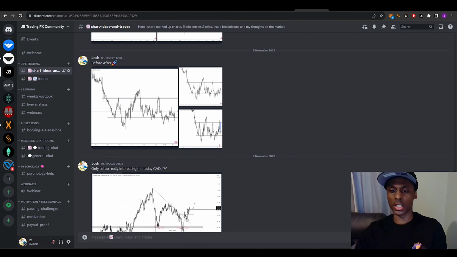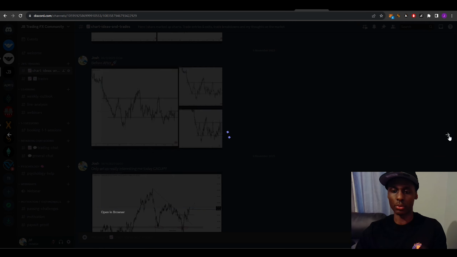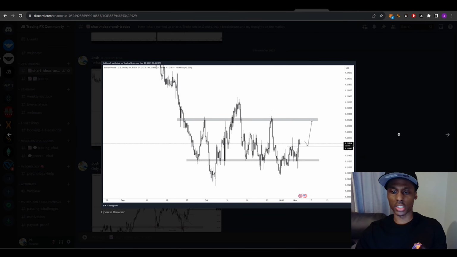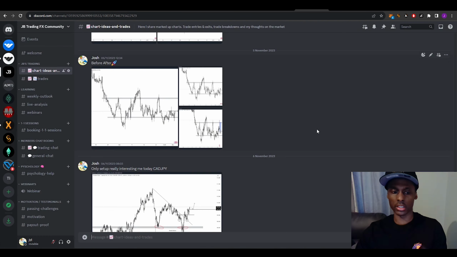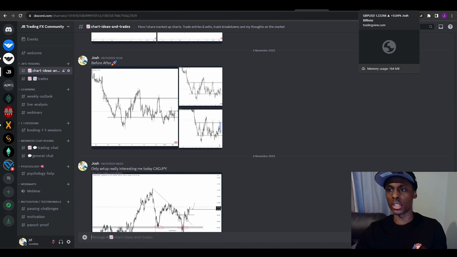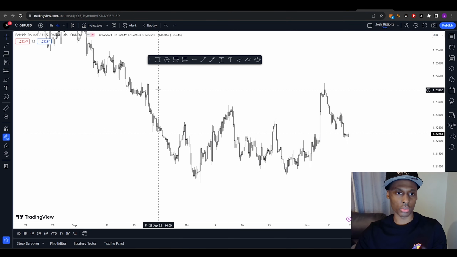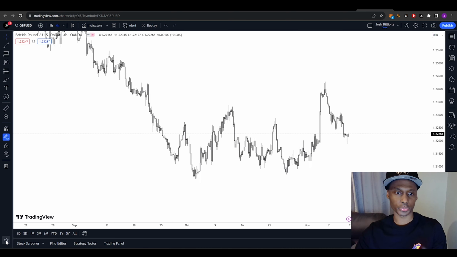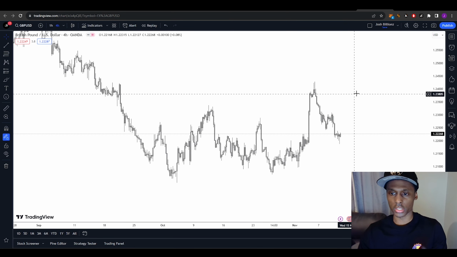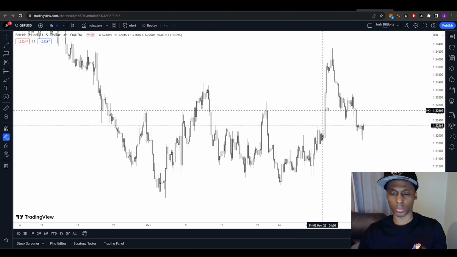So let's take you now. Obviously in the group here, you can see my befores, what I wanted to see, and then the after the trade. So that was great. Let me just show you and break down exactly what I saw on GBP from a clean chart, so everyone who doesn't know can get a better understanding. So let's just go straight into it.